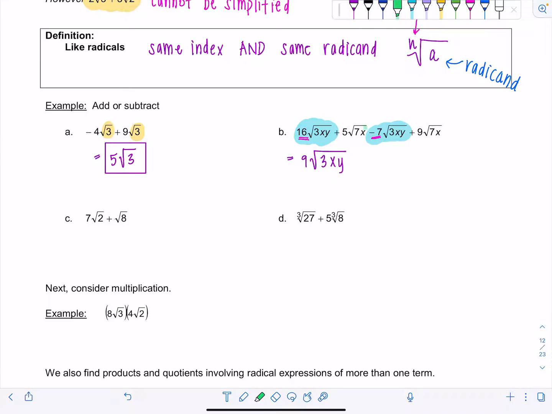And then who else is there? 5 rad 7x. Well, here's a 9 rad 7x. So you just focus on the coefficients. 5 plus 9, that's 14 radical 7x. And then that's it. You can do no more. These two terms are not like radicals, so you can't combine them.